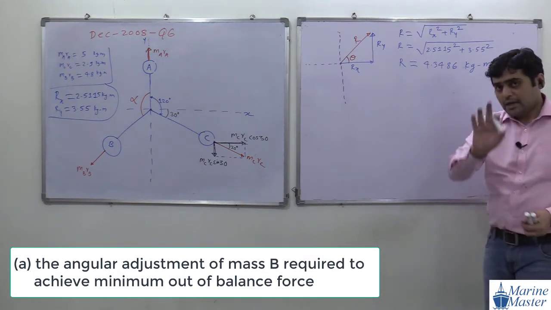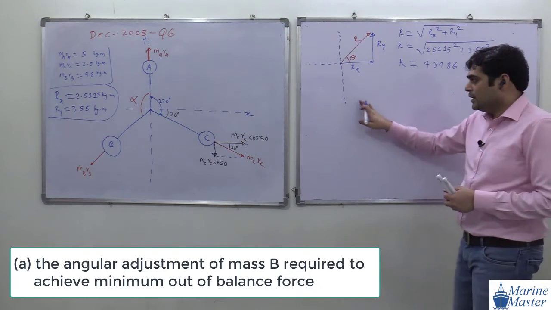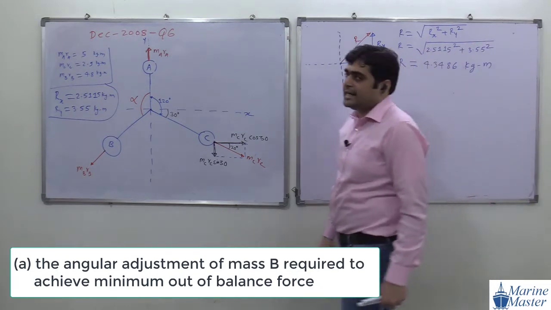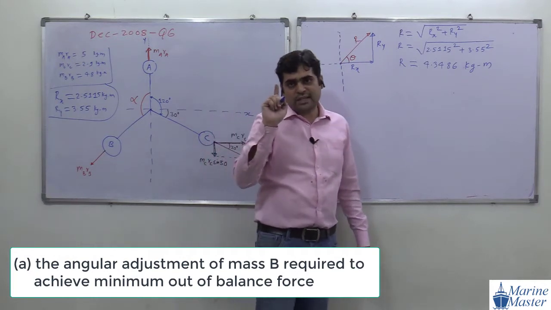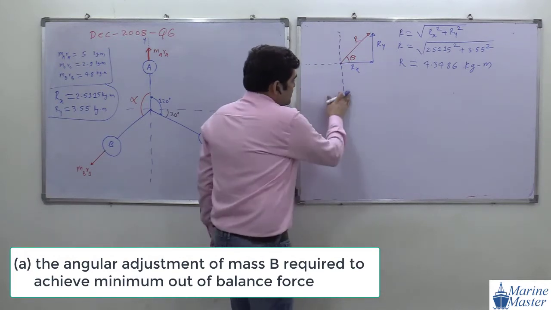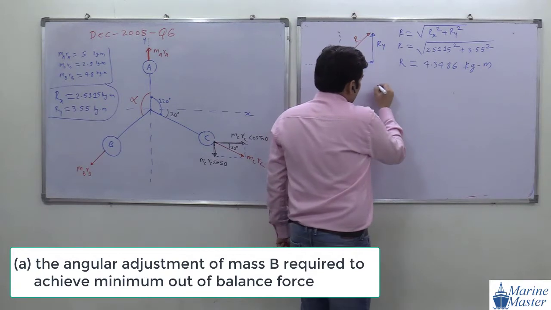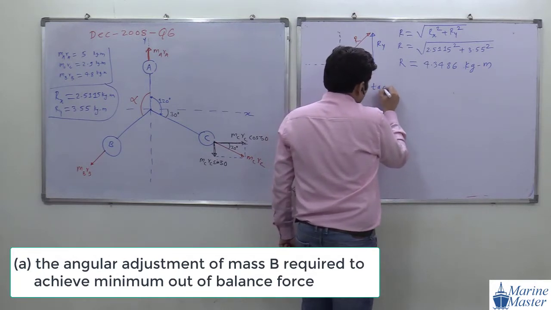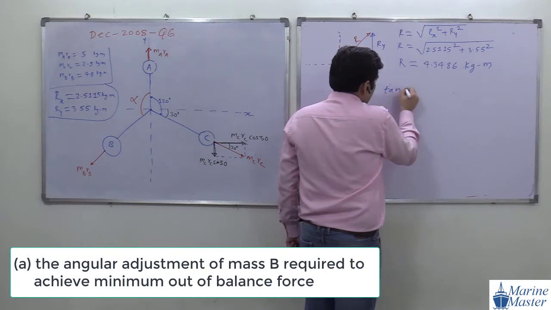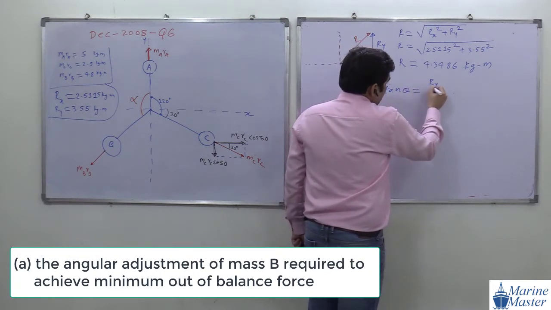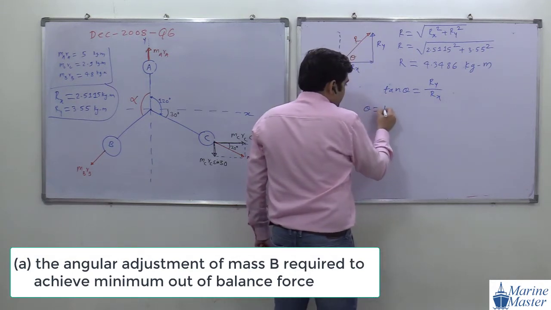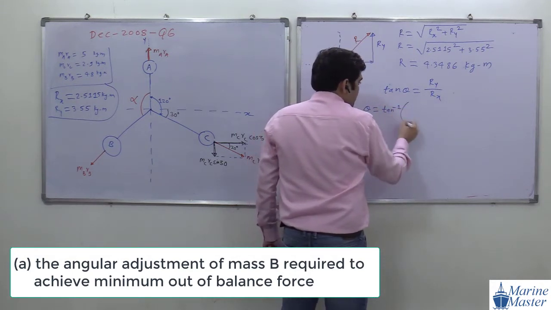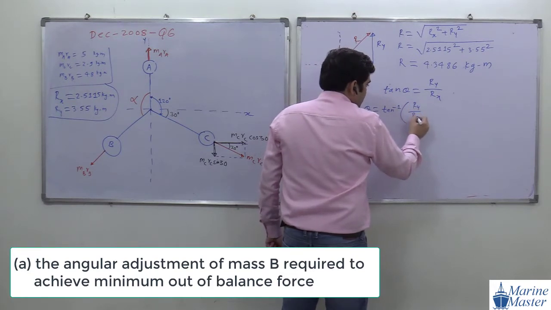Okay, good. Now try to see the scenario. Here out of balance is created by what? What is tan theta here? Tan theta will be equal to Ry by Rx. So theta will be equal to tan inverse of Ry by Rx, everyone.